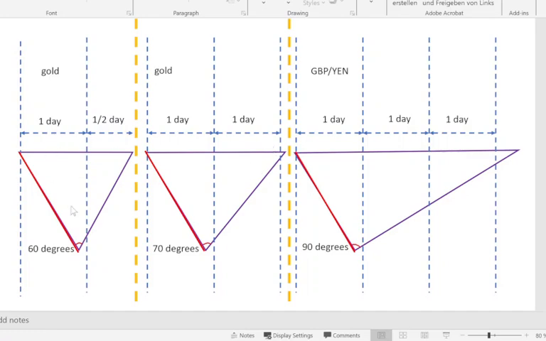You can see here for this example, for the first example where we have here 60 degrees for this triangle, we had to wait under 1 day. For the second example, we had to wait a little bit over 1 day with 70 degrees. And for the GBP yen example, we had to wait 2 days and a half.